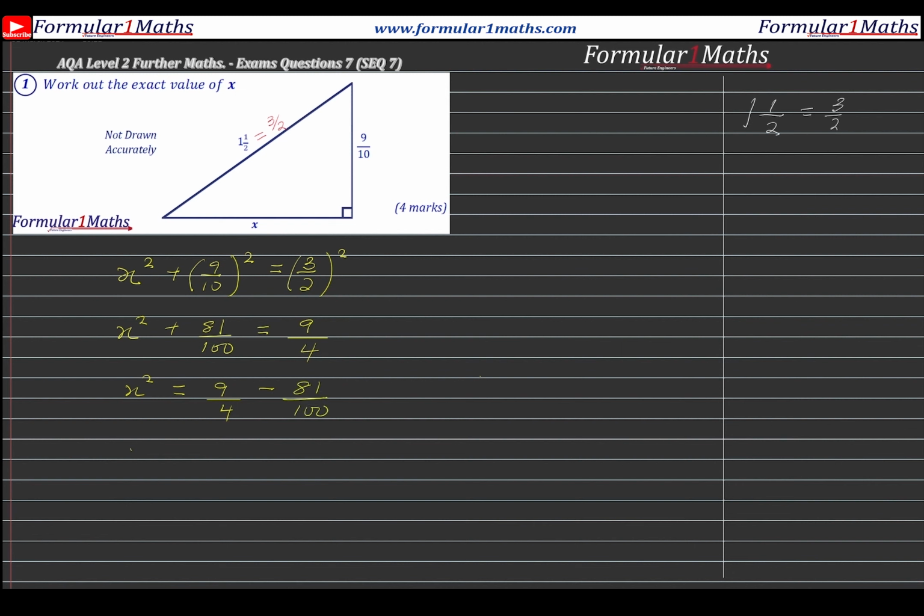So x squared is equal to, I will find the LCM of 4 and 100. And the LCM of 4 and 100 is 100. So I can draw a line here and then put my LCM here. And then 4 goes into 100 25 times. So I'll multiply 25 by 9.